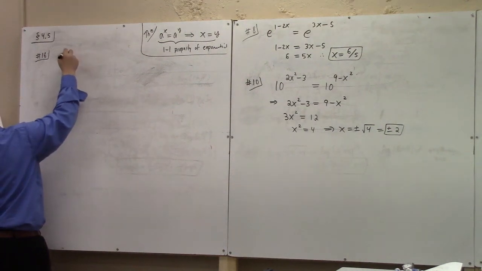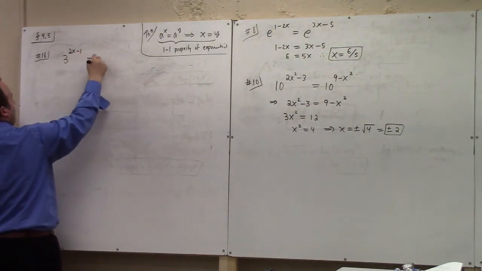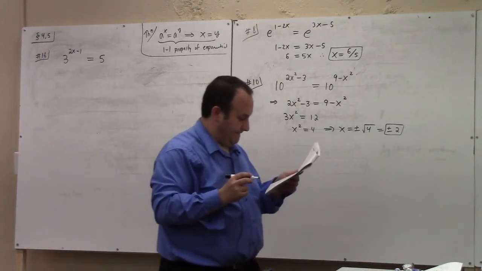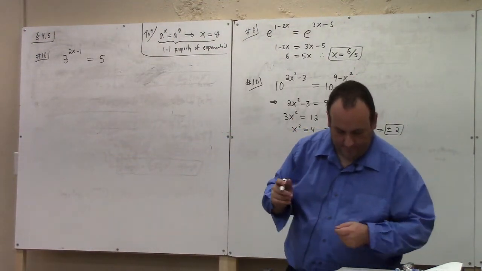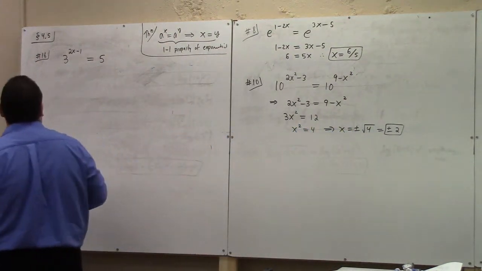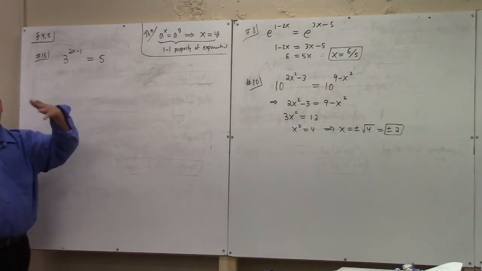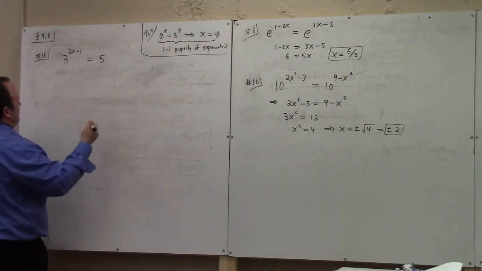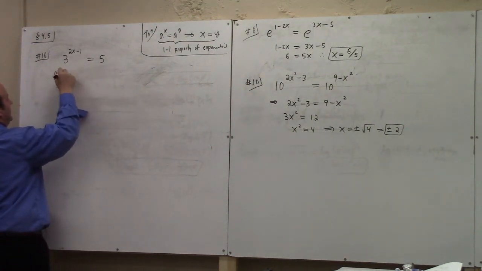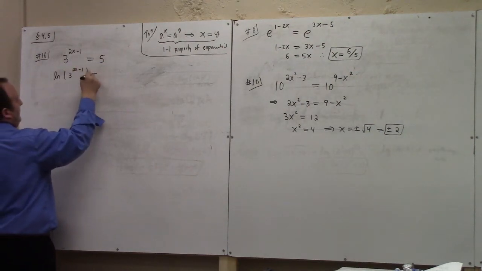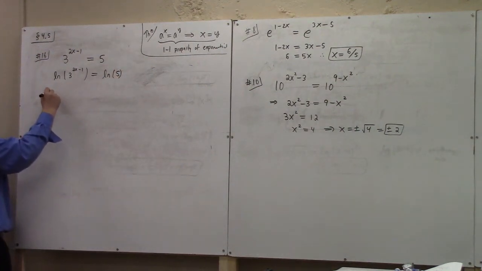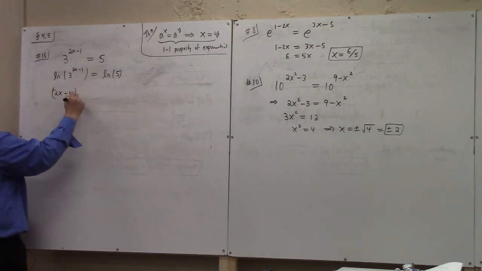Here we have 3 to the 2x minus 1 equal to 5. So what I do here, I've got base 3, that's a 5, right? To me, when I see something like this, I just think, I'll take the natural log of it, because taking log base 3 doesn't really delight me much. So if I take the natural log of both sides of this equation, what do I get? By the power property of log, that's 2x minus 1 times the natural log of 3.